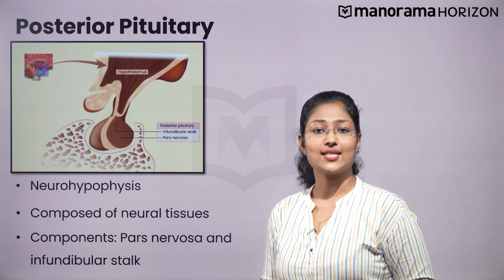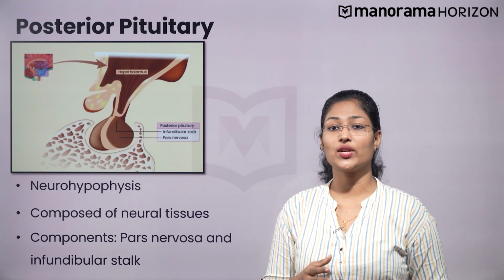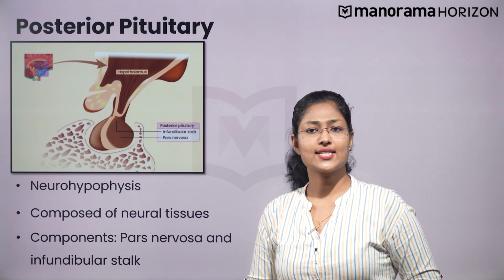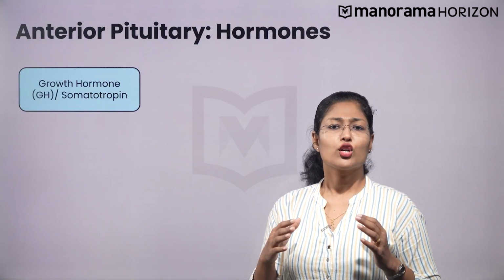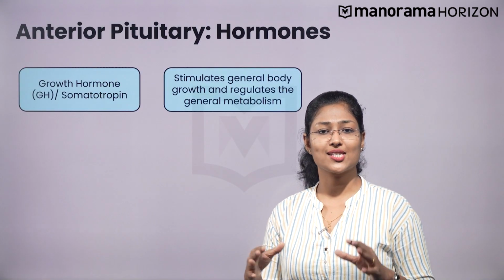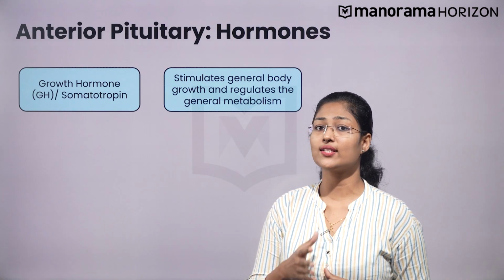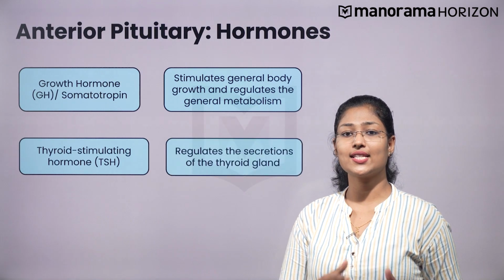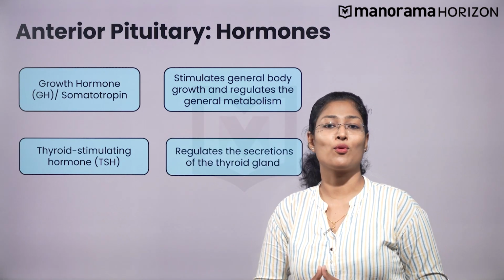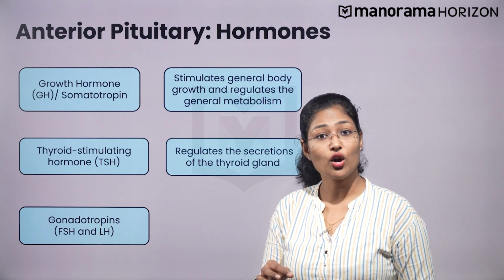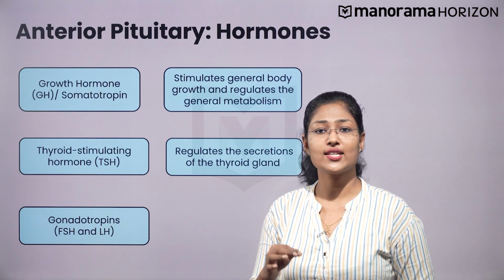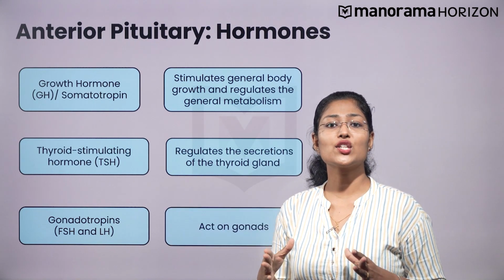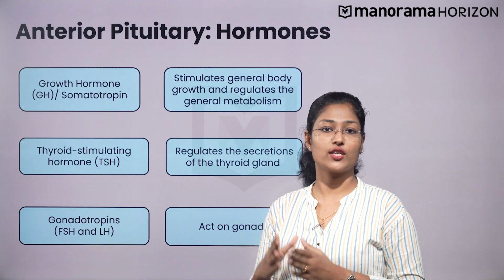The pars distalis is commonly called the anterior pituitary since it secretes most of the pituitary hormones. Let us discuss these hormones briefly. Growth hormone or somatotropin stimulates general body growth and regulates general metabolism. Thyroid stimulating hormone regulates the synthesis and secretion of thyroid hormones. Follicle stimulating hormone or FSH and luteinizing hormone, that is LH, are also called the gonadotropins, as they both act on the gonads, that is the testes and the ovaries.